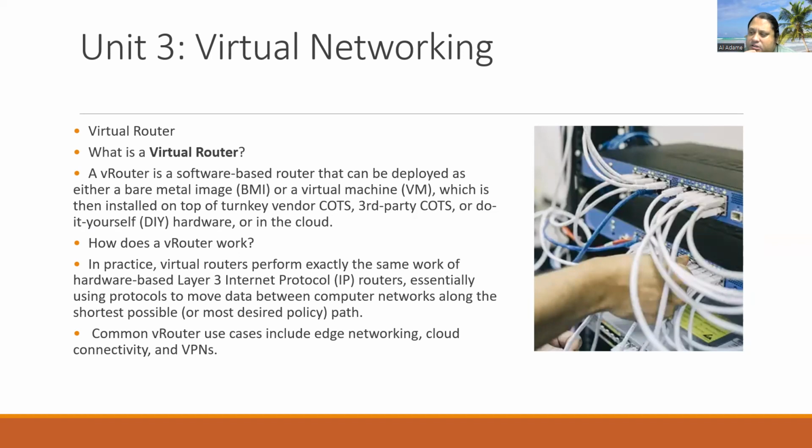Anywho, how does a virtual router work? In practice, virtual routers perform the exact same work as hardware-based Layer 3 Internet Protocol routers, so they just function like a router, essentially using protocols to move data between computer networks along the shortest possible or most desired policy path. So how many hops is it? 1, 2, 3, 4, 5, 6. What's more efficient, 6 hops or 3 hops? 3 hops. So use a 3-hop path. Common vRouter use cases include edge networking, cloud connectivity, and VPNs.